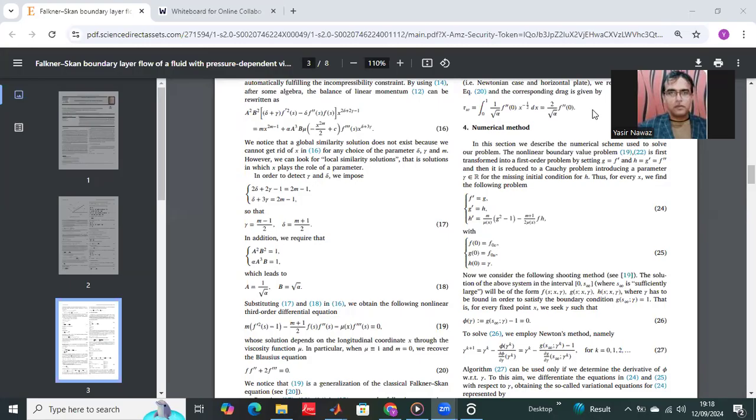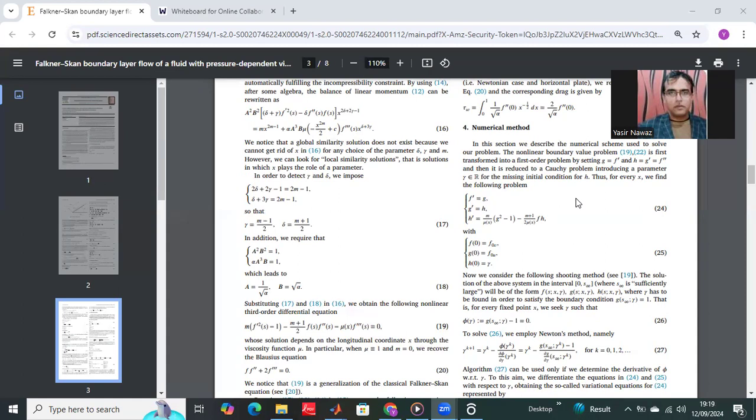Hello, I'm Yasir. Today I will try to solve the boundary value problem using the shooting method, because there exist some methods that only solve the initial value problem. So I will apply the initial value solver in MATLAB to solve the boundary value problem, and it can be done using the shooting approach.